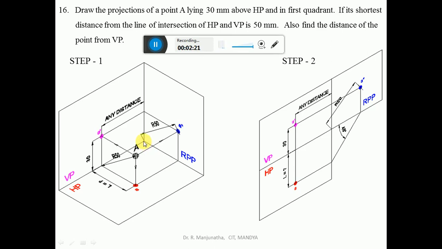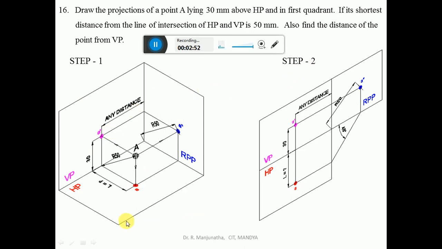So this is how we can analyze it. With respect to the profile plane, he has not given any distance, so we can take whatever distance we want from the profile plane. When you look from the front view, the distance above HP is seen, and also the distance with respect to the profile plane, which can be any distance, in the vertical plane. So this is how it can be analyzed in 3 dimensions.